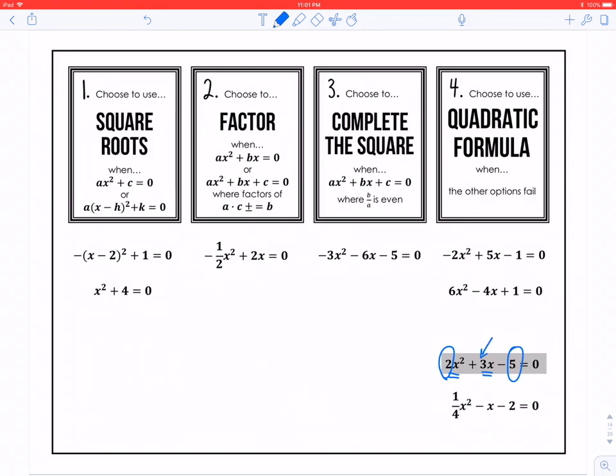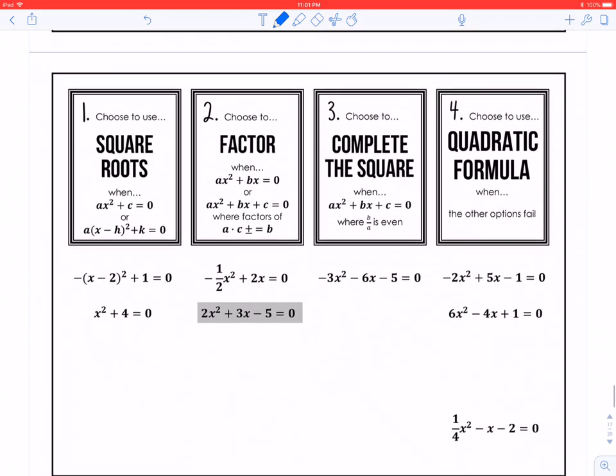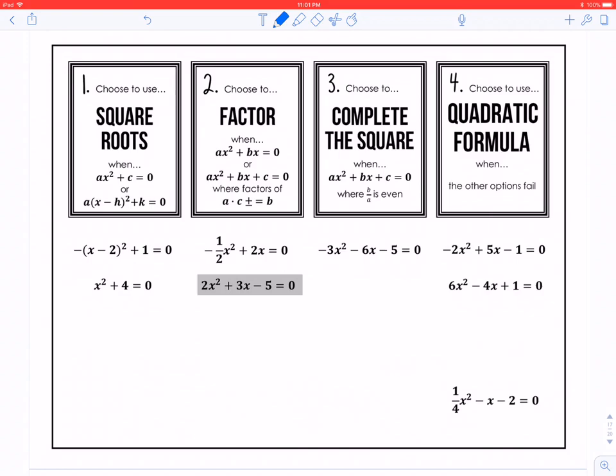Factors of 10 that subtract to give me 3: 2 times 5 makes 10. But when I subtract, I'll also be able to get 3. 5 minus 2 is 3. So factoring it is. Don't need to go through the other progressions because I'm going to stop here and factor to find my x-intercepts. Last one.